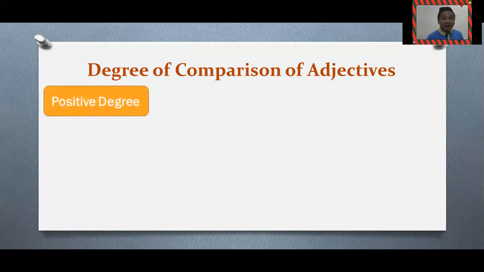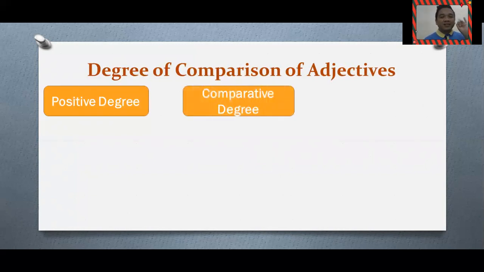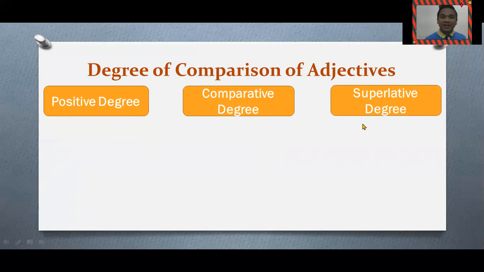Okay, so we have here positive degree. The first degree is positive degree. The second degree is comparative degree. The third degree is the superlative degree. Now listen carefully. What does it mean comparative? What does it mean positive? What does it mean comparative? And what does it mean superlative? Now I would like you to take a look at the following examples.